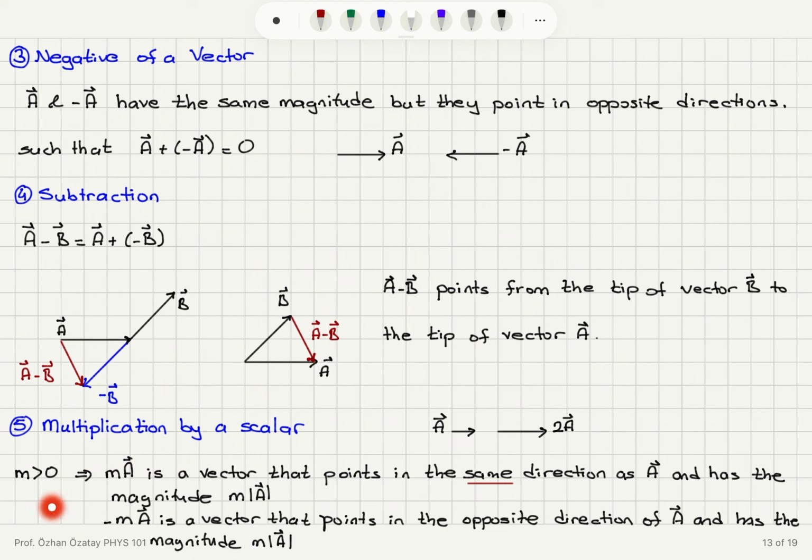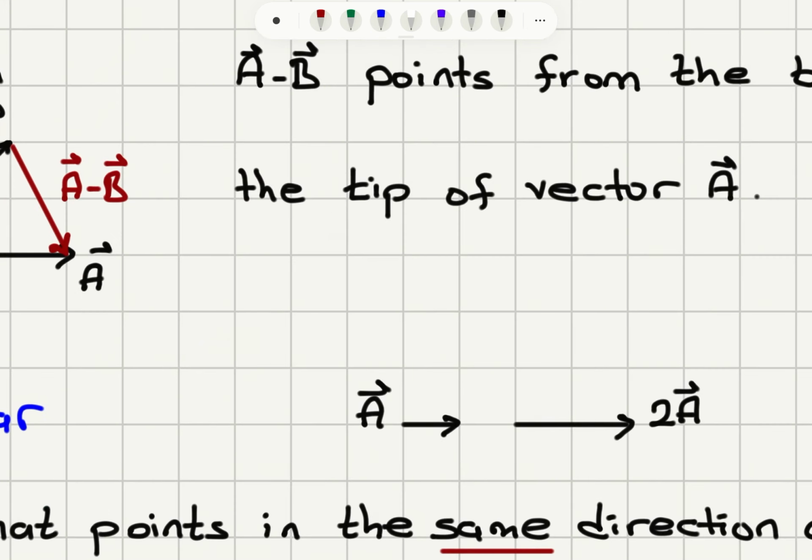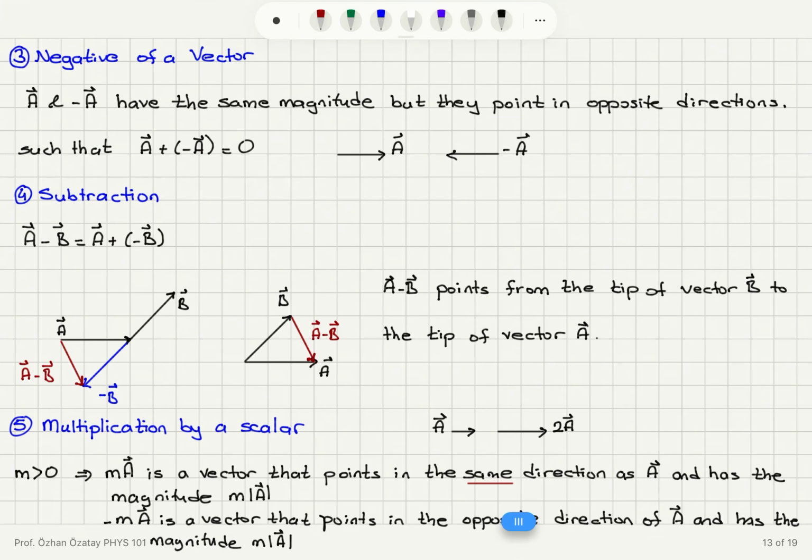So now we can talk about multiplication by a scalar. If we have a number m that is positive, if we write mA, this is going to be a vector that points in the same direction as A and has the magnitude m times magnitude of A. For example, if this is vector A, this is going to be vector 2A, twice the magnitude pointing in the same direction. A minus mA vector is again a vector that points in the opposite direction of A but has the magnitude m times the magnitude of vector A.